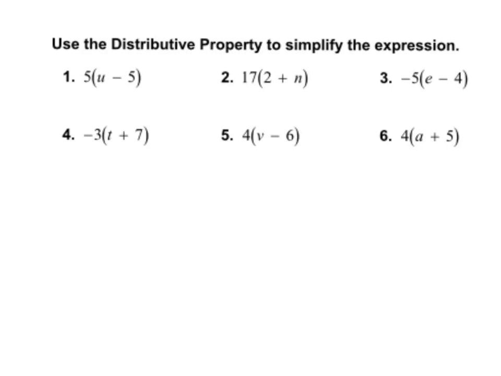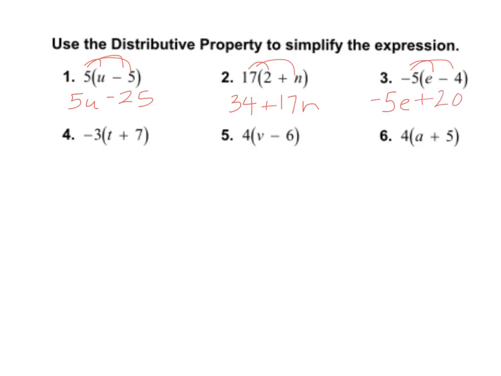So I'm going to go ahead and run through these. Number 1, you're distributing the 5 to both terms, so this is 5 times u, which is 5u, 5 times negative 5, which is negative 25. Number 2, 17 times 2, which is 34, and 17 times a positive n is going to be 17n. Negative 5 times e is negative 5e. Negative 5 times negative 4 is positive 20.